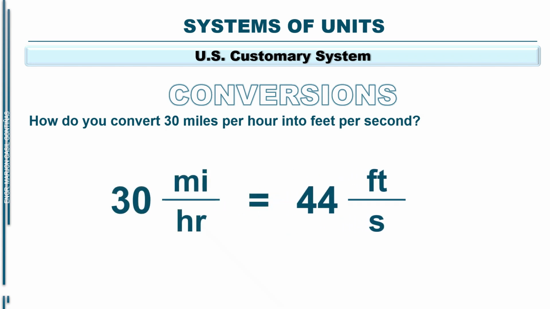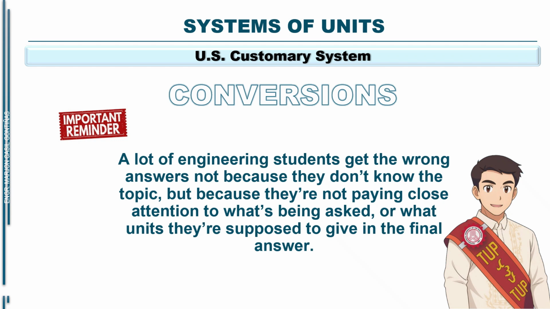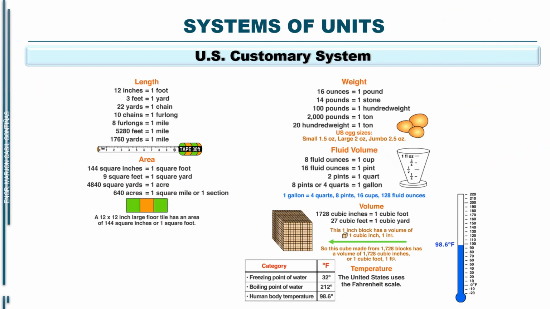The big takeaway: always know which units you're using, cancel them step by step, and don't rush your conversions. Because whether you're dealing with land speed, air speed, or seafaring distances, using the right conversion factor is everything. And believe it or not, a lot of engineering students get the wrong answers, not because they don't know the topic, but because they're not paying close attention to what's being asked, or what units they're supposed to give in the final answer. Please refer to the following table for the commonly used U.S. customary units. Feel free to pause the video or screenshot it for quick reference.